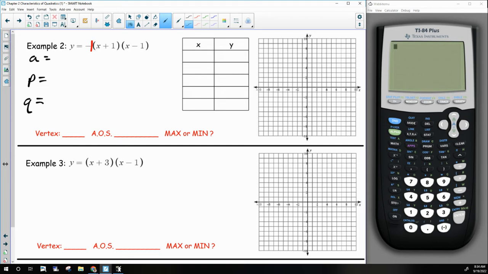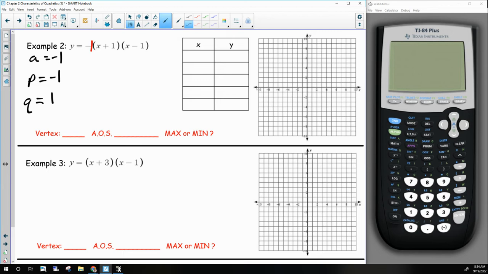My A value appears to be -1, I agree. My P value, what is it? -1, good. We flip the sign, it looks like +1, we flip it to -1. And my Q value, looks like -1, flip it to +1. There we go, A, P, and Q.